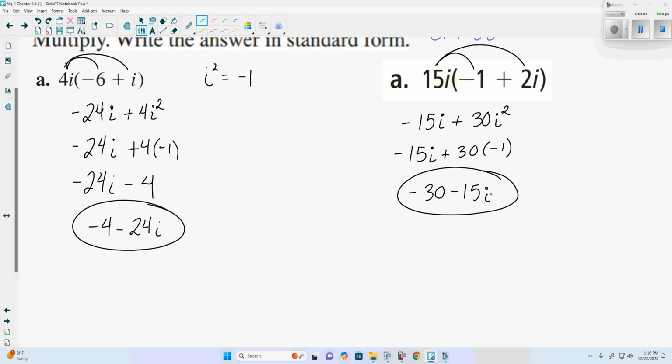Now, -30 and our -15i are not like terms because they don't both have i. So that's it. Now, there I cut out a step because we could just switch it as we simplify. But that's it. Questions on this here? Questions on anything we've done so far? We ready for the next one?